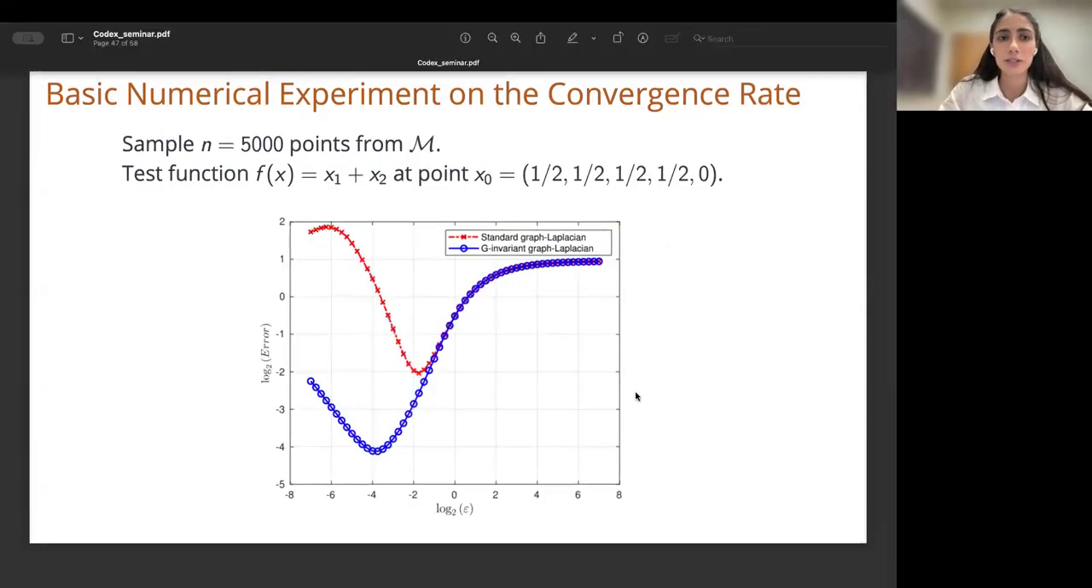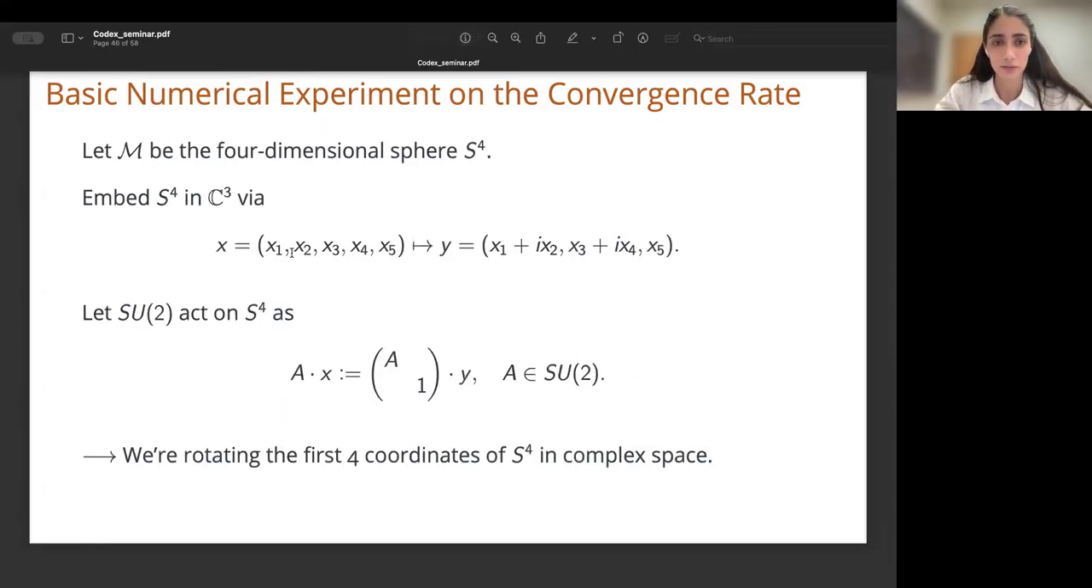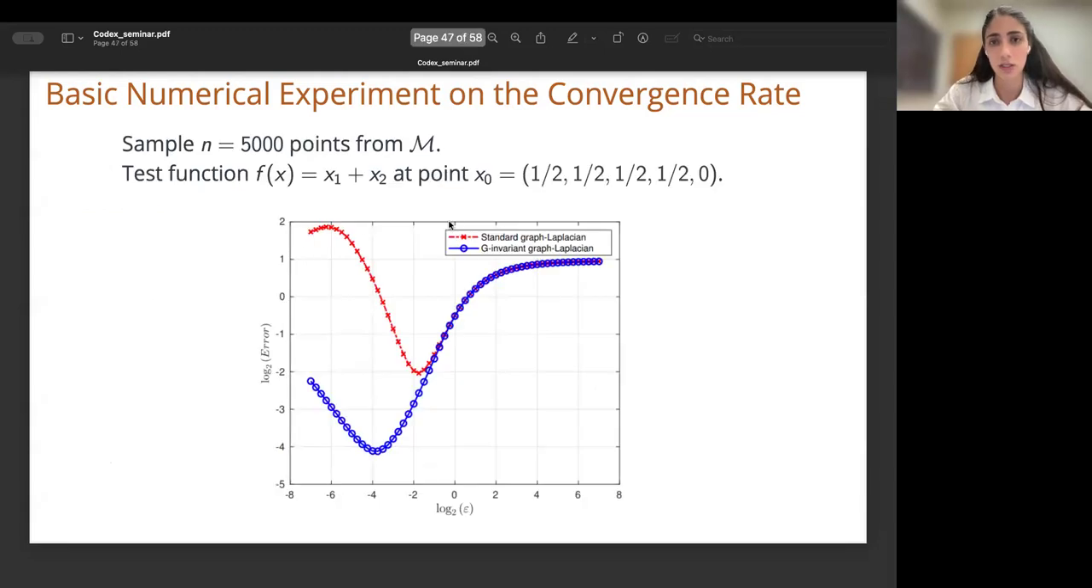So for our experiment, we sample 5,000 points from S4. And since this is a pointwise convergence, we need a test function. So our test function is just going to be, you add up the first 2 coordinates of S4 here, x1 plus x2. And moreover, we need to test this at a particular point. So we simply choose this convenient point.